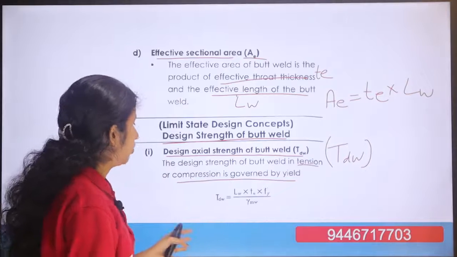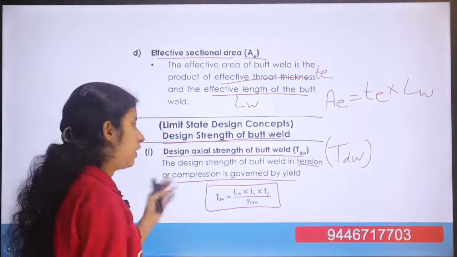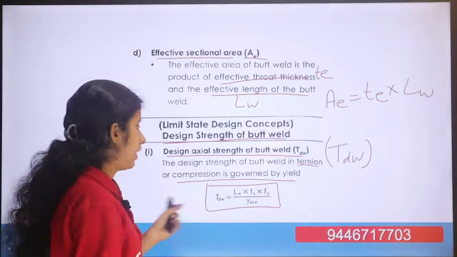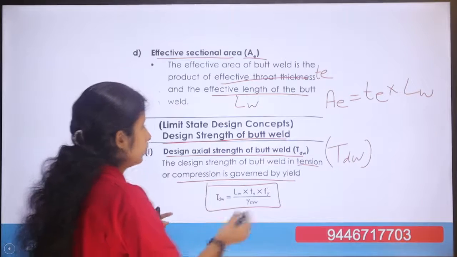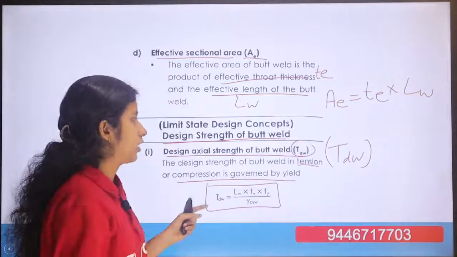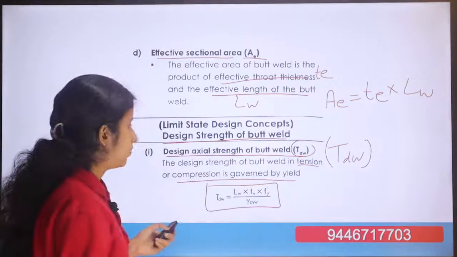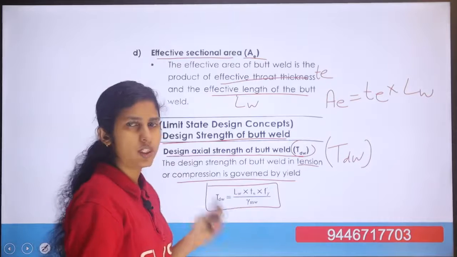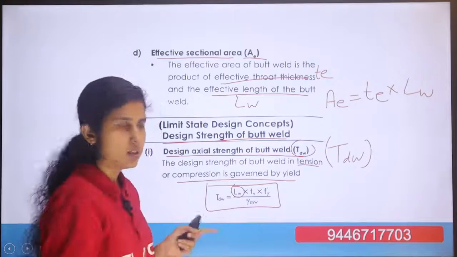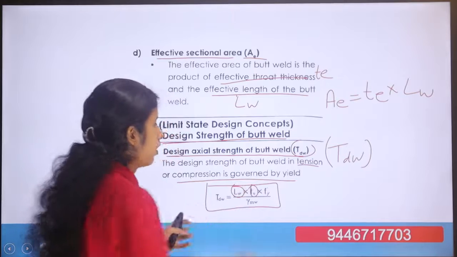The equation is TDW is equal to LW into TE into Fy dash divided by gamma MW. In this, TDW is the design axial strength of the butt weld. LW is the effective length of the butt weld, TE is the throat thickness, and Fy dash is the yield stress.